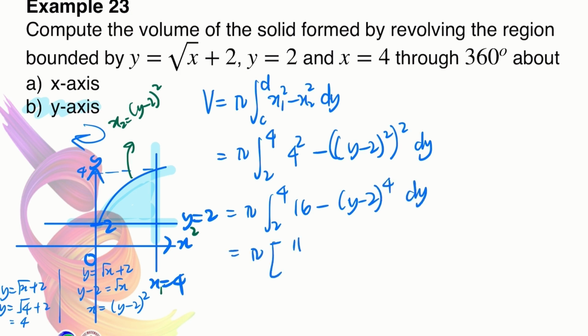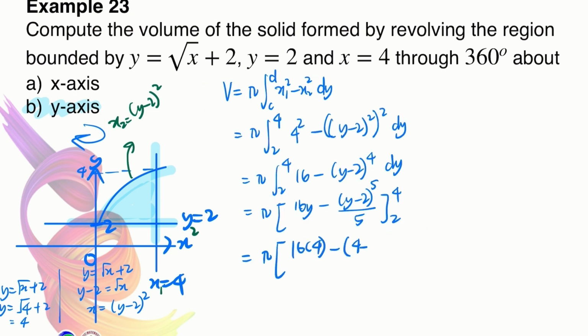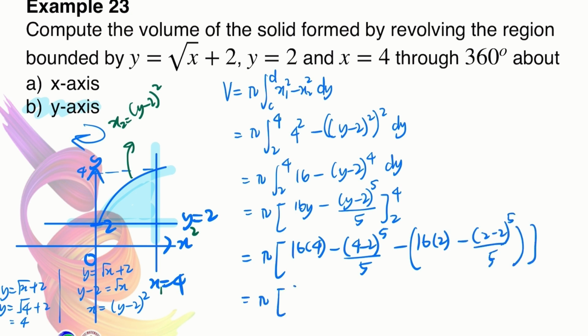So integrate 16, you will get 16y, minus, integrate y minus 2 to the power of 4, which becomes y minus 2 to the power of 5 over 5. Now let's substitute values 4 and 2. Now we get 128 over 5 pi unit cube.